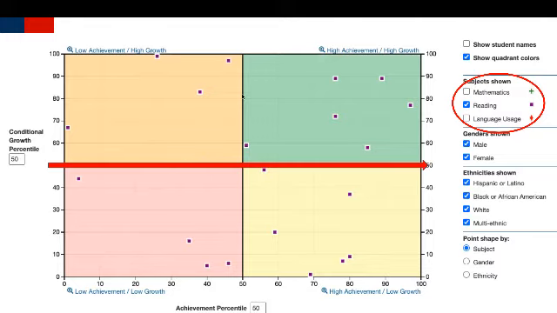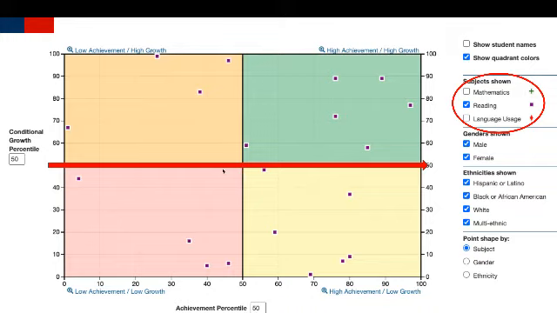This horizontal line represents growth, 50% growth. So students that are above the horizontal line are growing higher than average. Students that are below the horizontal line are growing below average.